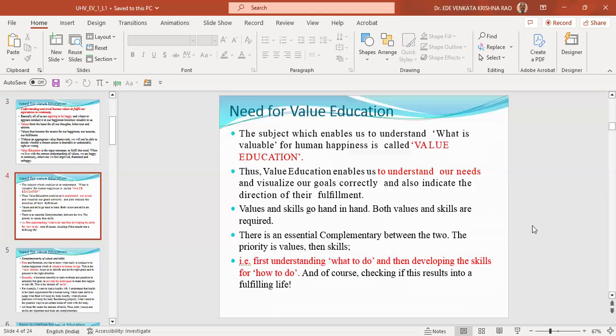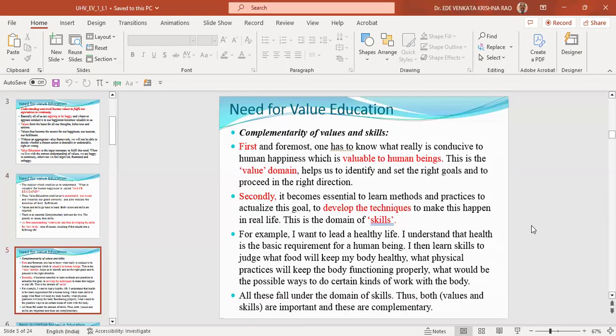So first understand what to do and then develop the skills for how to do. So the skills are required. The values and skills are complementary, both are required. The value domain helps to identify the right goals and how to proceed in the right direction. And secondly, how to enhance your skills. You develop the techniques, and you require skill enhancement, skill development.